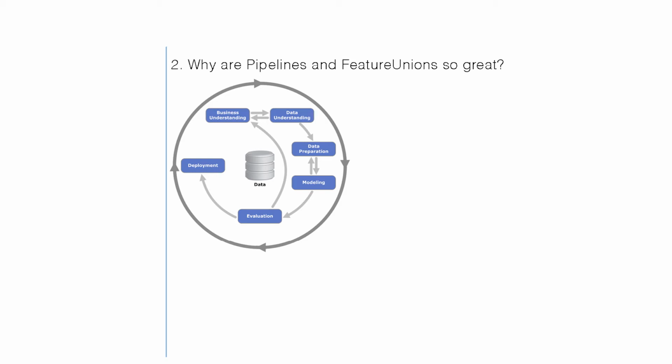But there's this cyclic outside ring here that describes the fact that ultimately you're going to go around this cycle many, many times. And I would assert that going around the cycle many, many times is the best way to get better models, rather than progressing through those steps with the most deliberation possible. Now, you may disagree with that.